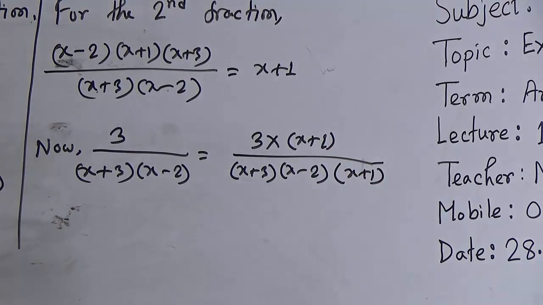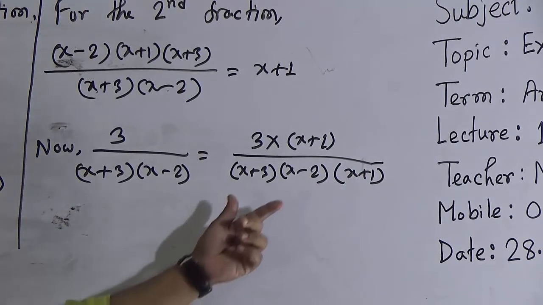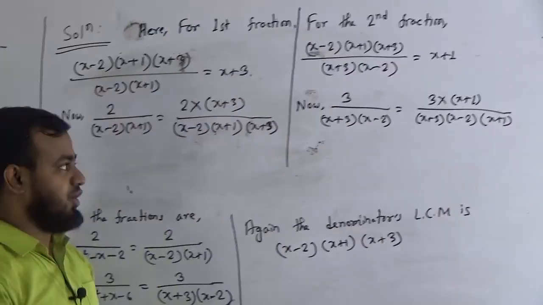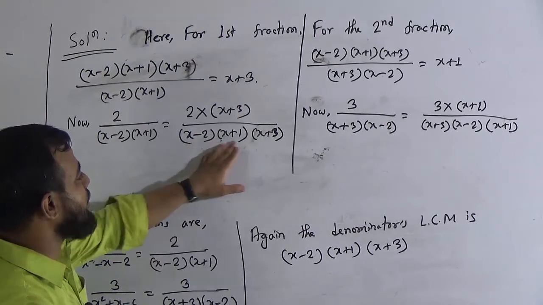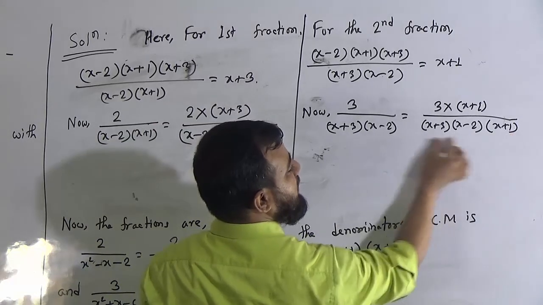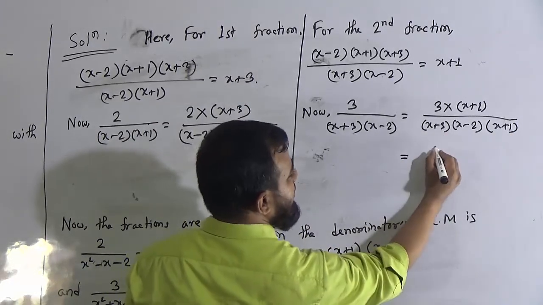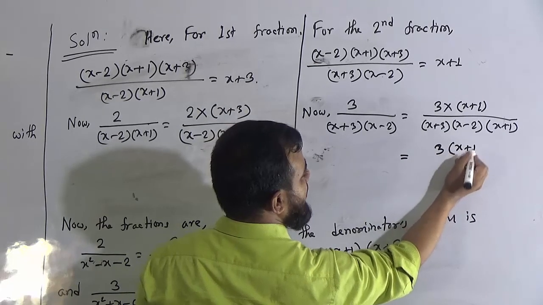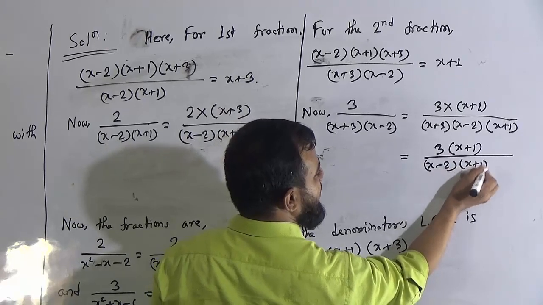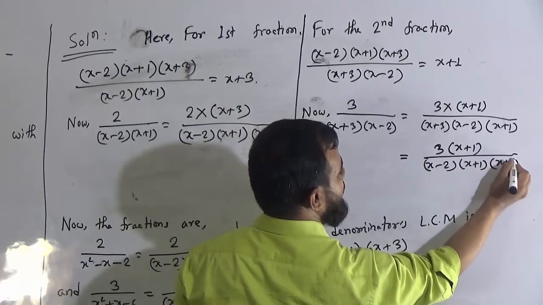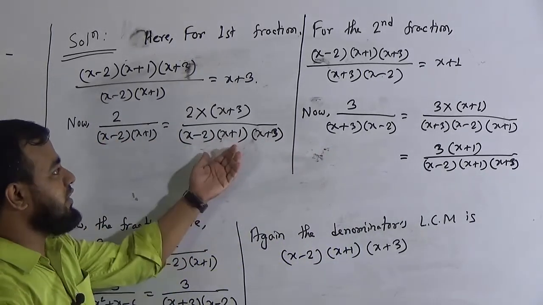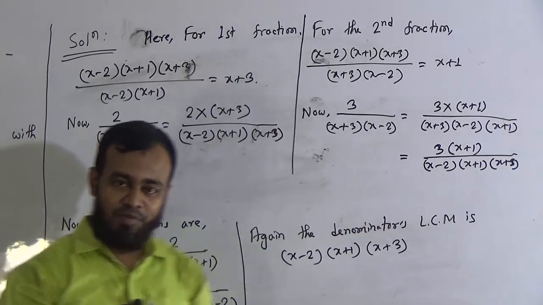Okay, now my dear students, look, we have obtained the first fraction and the second fraction with the same denominator. The denominator is x minus 2 into x plus 1 into x plus 3. You can write this one by arranging: 3 multiplied with x plus 1, divided by x minus 2 first, then x plus 1 second, then x plus 3 third. So you can write the required fractions with the common denominator as this one and this one. This is our result. Okay, I hope you have understood, my dear students.